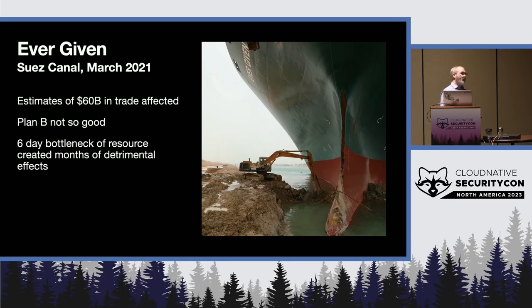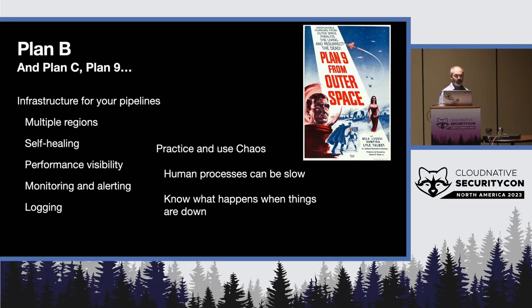So, what we can take from this is that it's important to have infrastructure and resources available to support a plan B, and maybe a plan C and a plan D, if you're not creating a plan that's tenable in the first place. So plan B, plan C, plan 9.